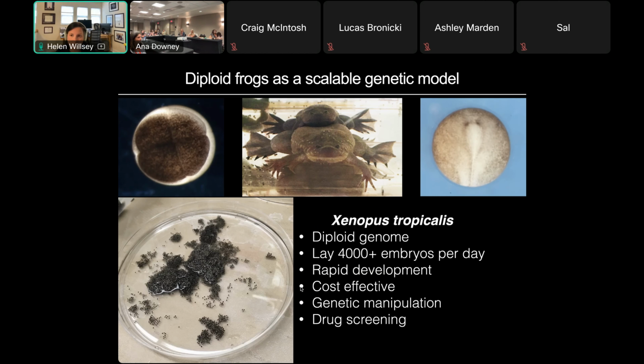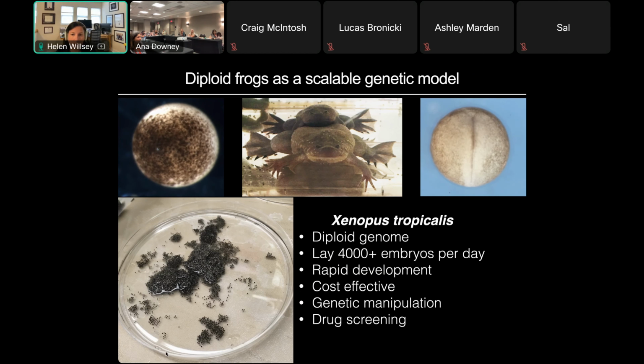Why do I use frogs, right? Why does that make sense? These frogs have a diploid genome that's very similar to humans. It means they have one copy from mom and one copy from dad. That's unlike zebrafish, where they actually have a duplicated genome that makes the genetics more tricky. And what's really cool about these frogs is that one mating pair can lay over 4,000 embryos in one day. So we have a lot of animals to work with and manipulate and see how they develop.